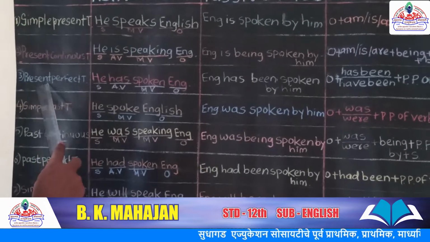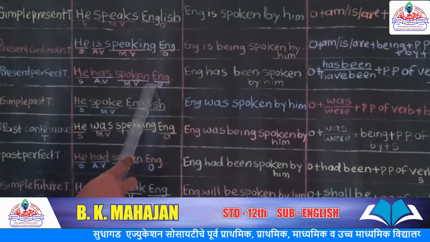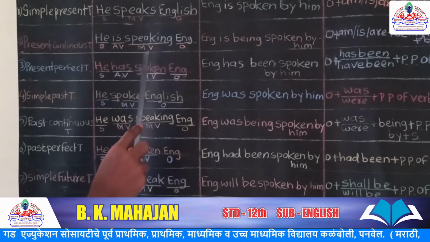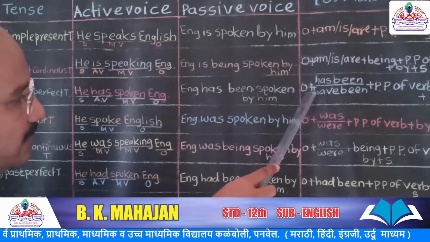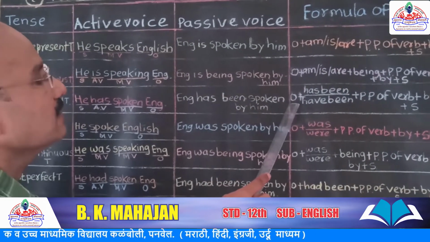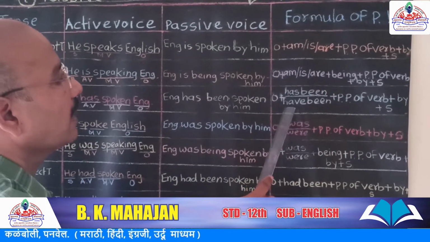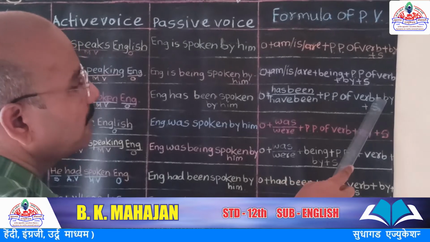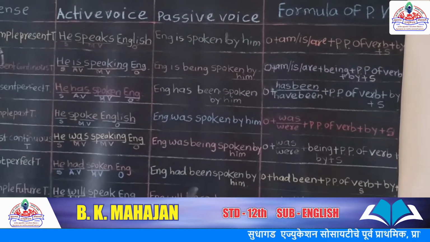Third, present perfect tense. He has spoken English. This is the sentence of active voice. This sentence is converted into passive voice with the help of this formula. The formula is object plus has been or have been plus past participle of verb plus by plus subject.